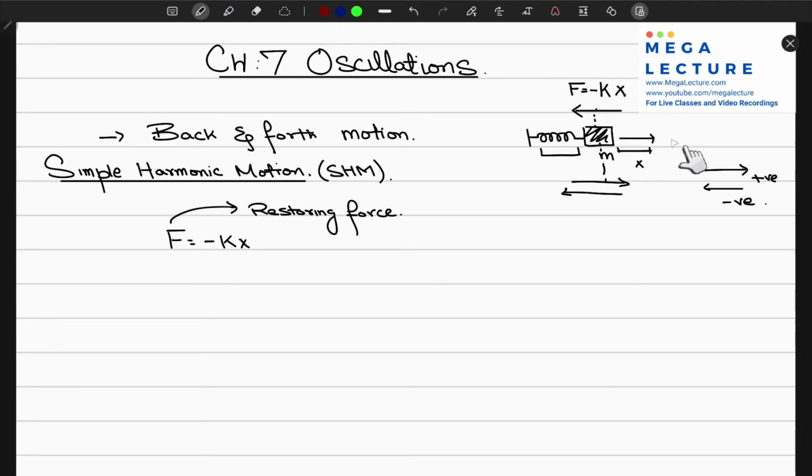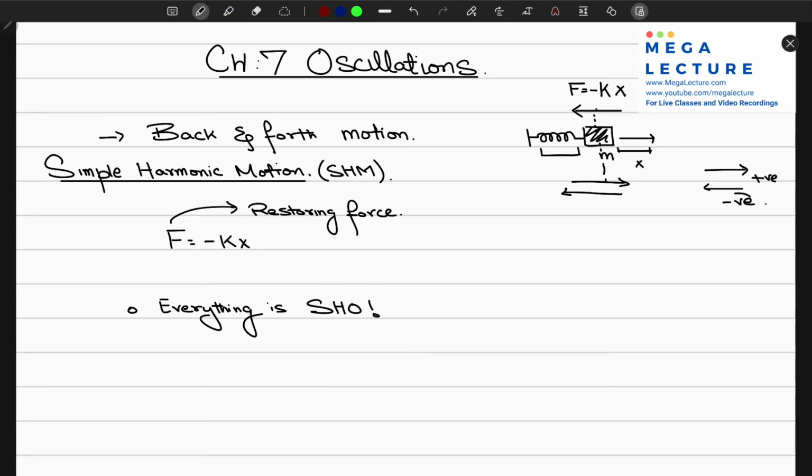So if my displacement is in this direction, then the block will move towards the mean position, so it is moving in this direction, which is negative, and that's why we have this negative sign over here. Now in theory, at least, you can say that everything can be approximated as a harmonic oscillator.